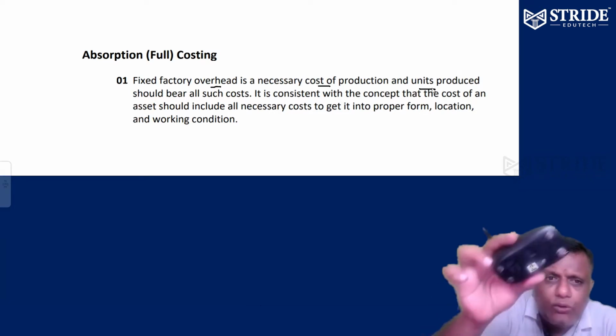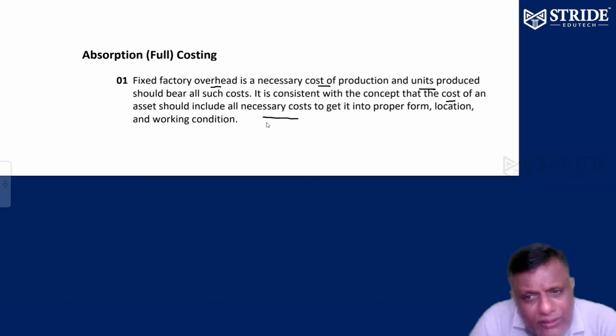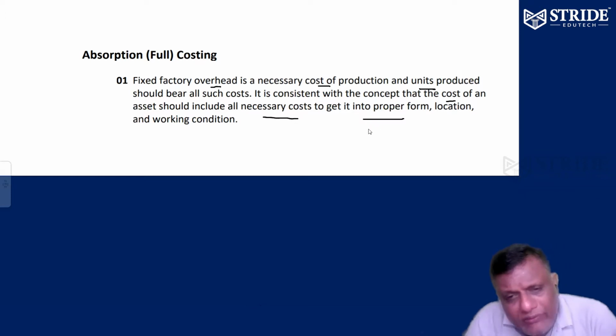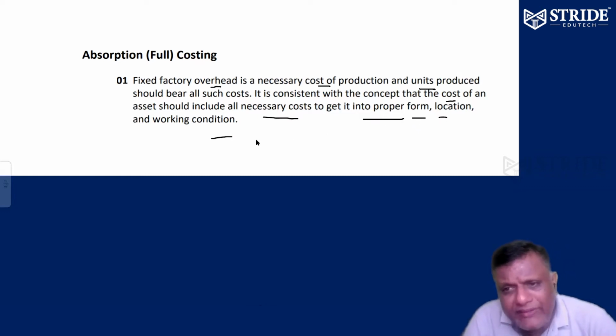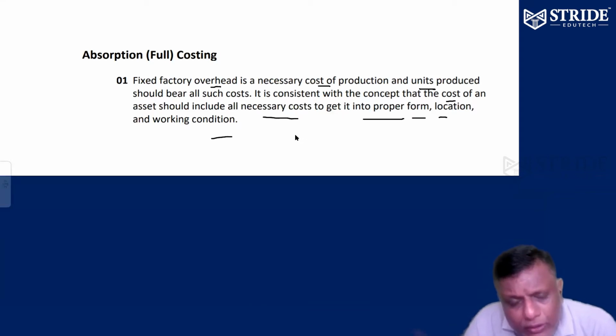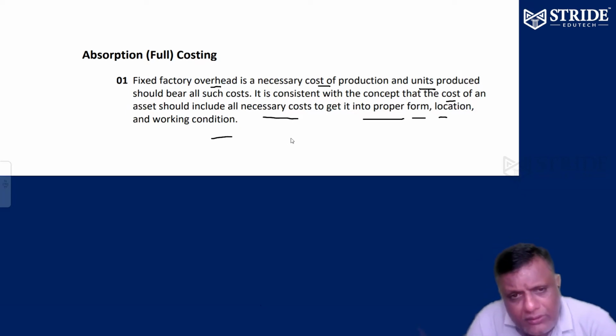So this product includes factory cost, factory overheads also. Therefore, the cost of an asset should include all the cost in the proper form. Try to include every cost which is relevant for manufacturing the product. Please add the costs necessary to get it into proper form, to bring it to the present location, and to make it workable, in working condition. So all the costs should be added to the cost of the product.